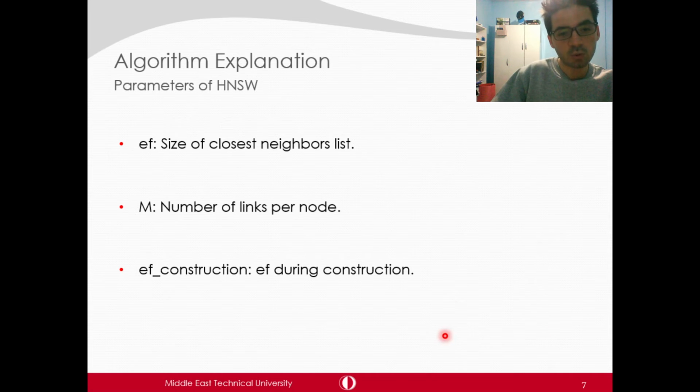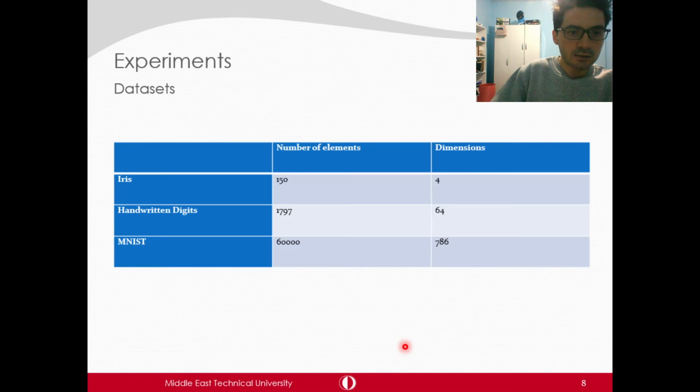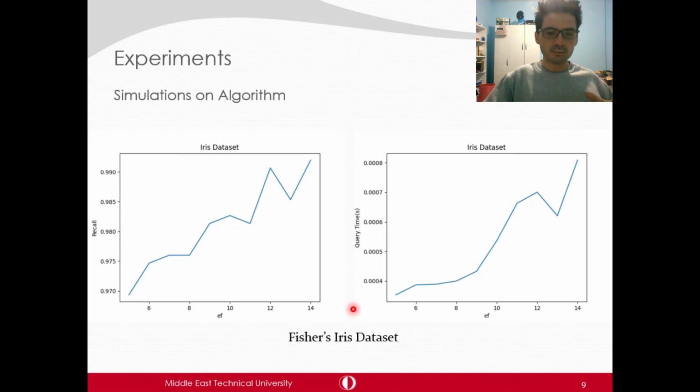So it is also important for complex datasets. So let's move on to the experiments part. These are the datasets I used. They are in 3 different scales, easy to hard. They are listed here: iris, handwritten digits, and MNIST datasets. So let's move on to my experiments.